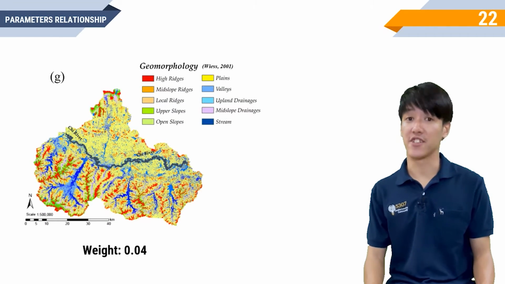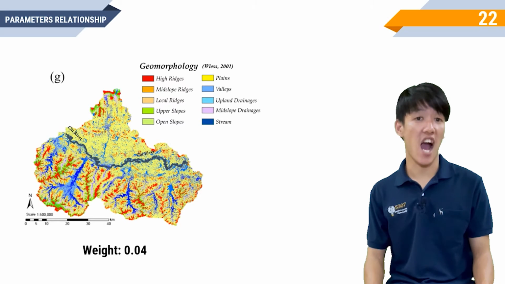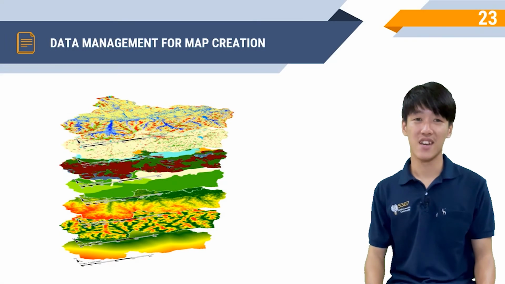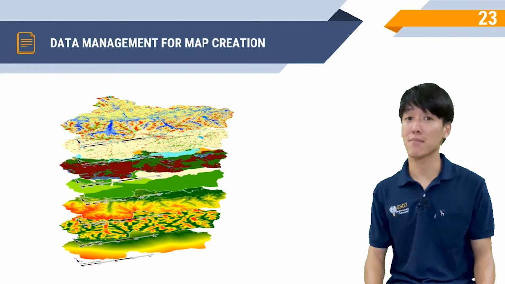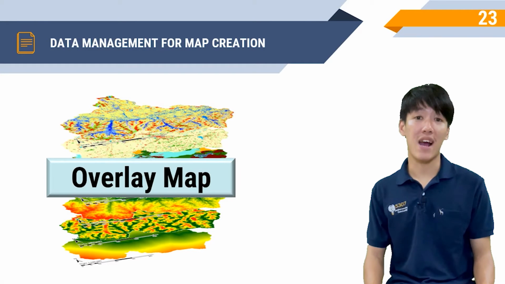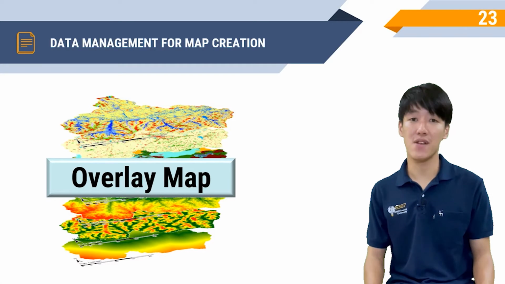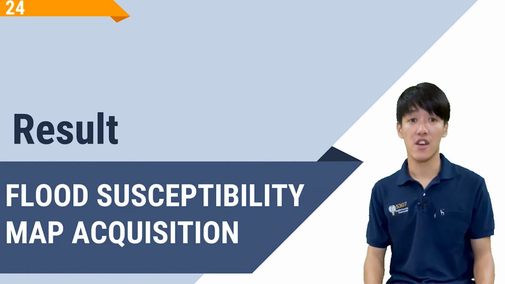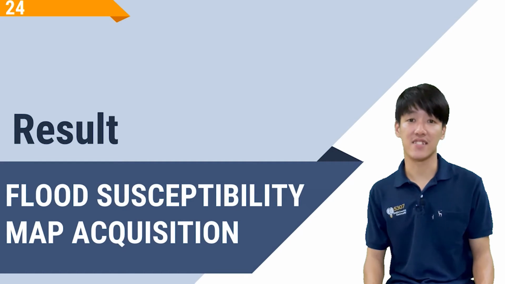And the last one is the geomorphology. The floodplain along the main stem has the highest flood risk compared to the other landforms in the CRB, illustrated in figure G with a normalized weight of 0.04. All flood causative parameter maps were rated by utilizing the weighted linear combination method in ArcGIS software to generate the flood susceptibility map.